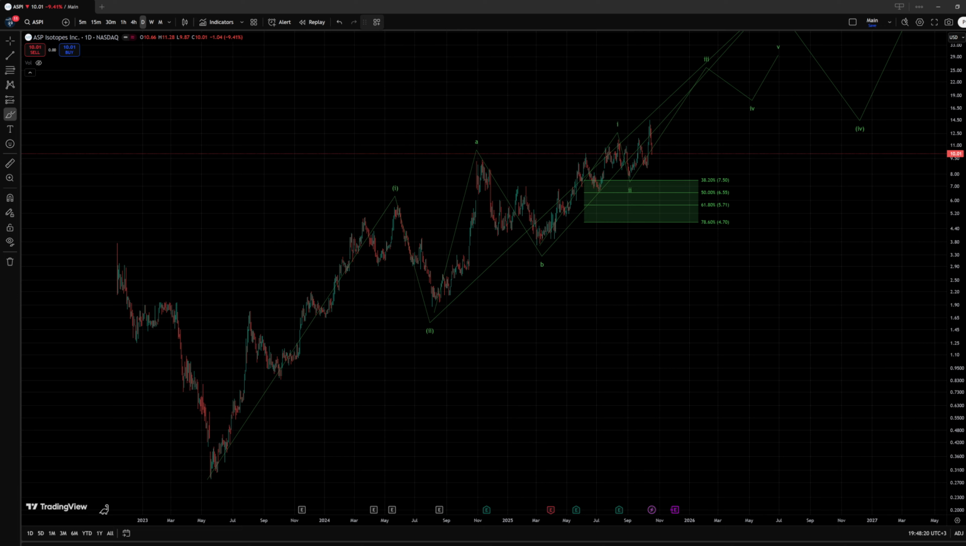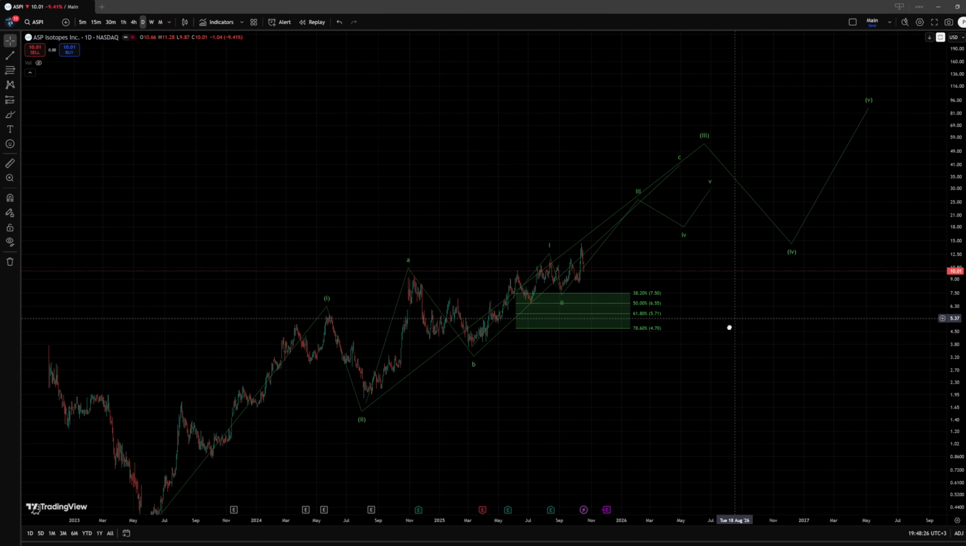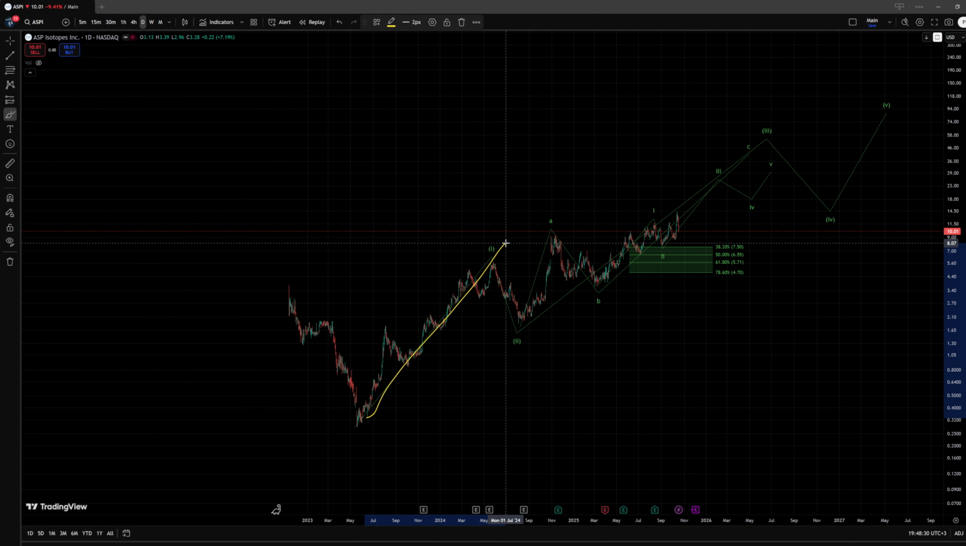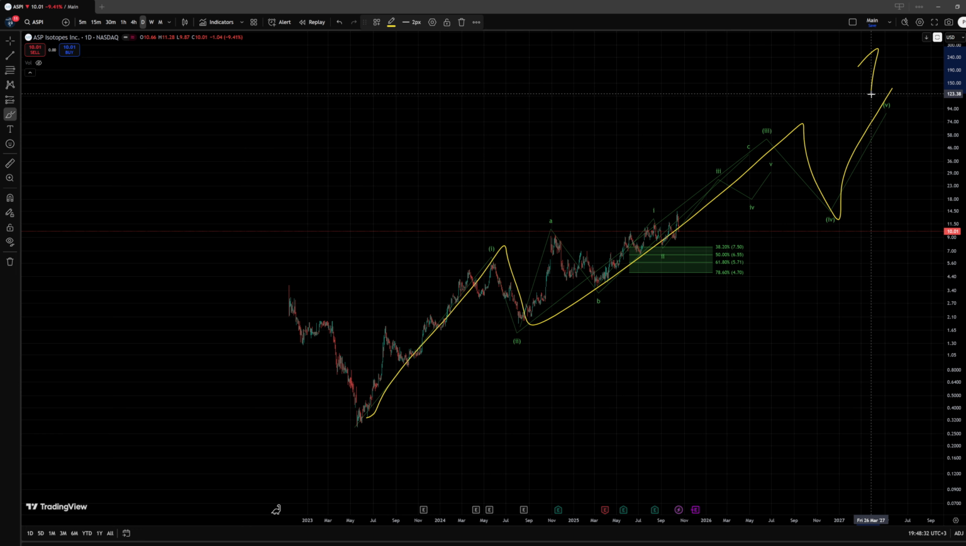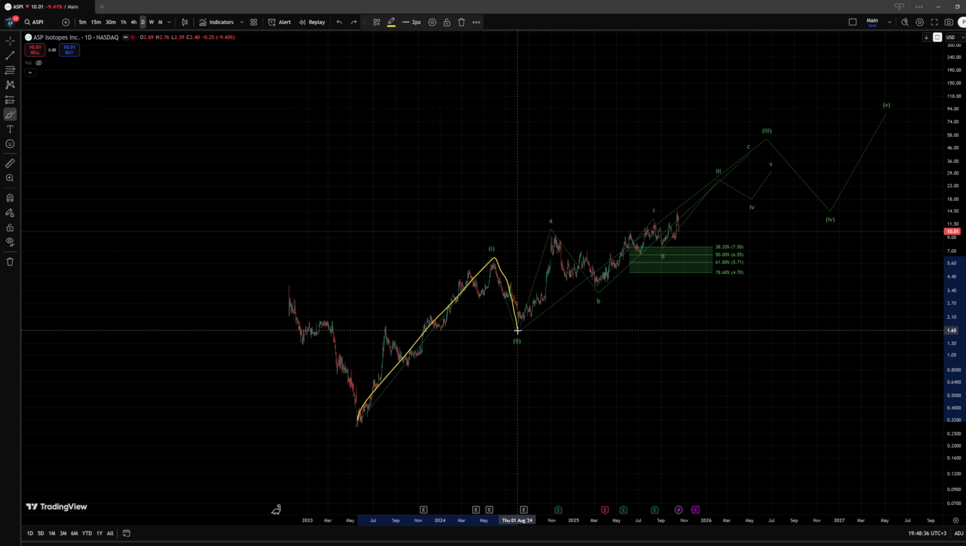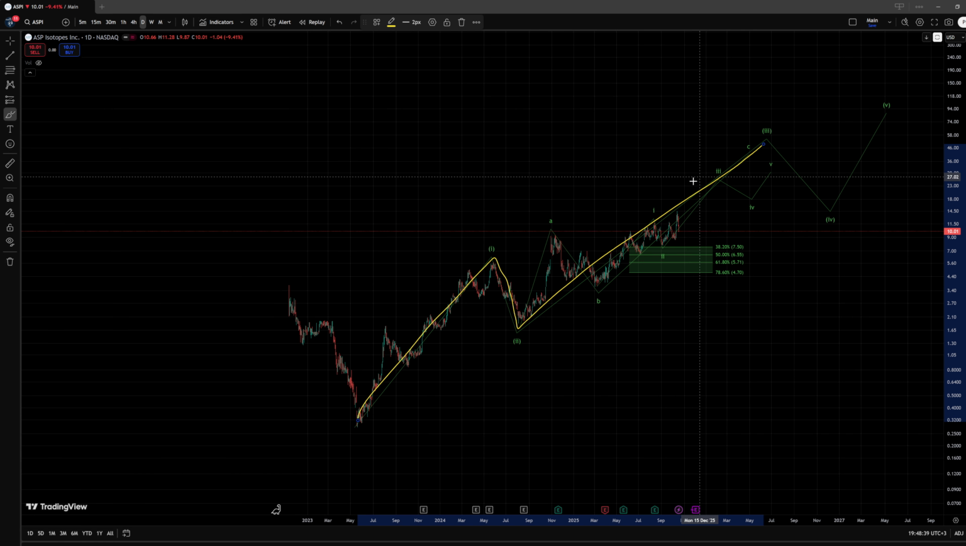In this video we are looking at ASP Isotopes. It is time for another update, and on this chart we have been tracking this possible development in a leading diagonal in a larger 5-wave move to the upside, completing a wave 1, where so far we have the wave 1 complete, the wave 2 complete, and now we are tracking a third wave to the upside.